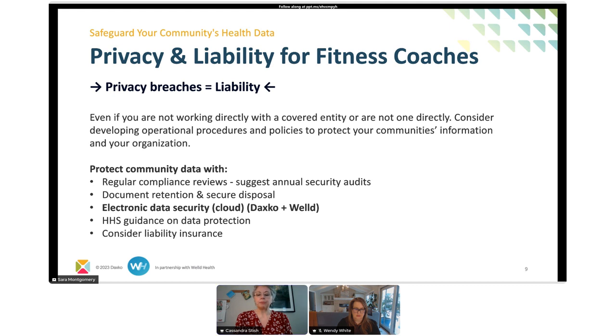Health and Human Services, HHS, has some really great, easy-to-read guidance. They've tried to make this simple and very human readable. You can go on their website and look at their guidance on data protection and what you can do to implement a good protocol that protects you and your members both. And then you might want to consider having some liability insurance specific to this, including a cyber policy if you don't already.